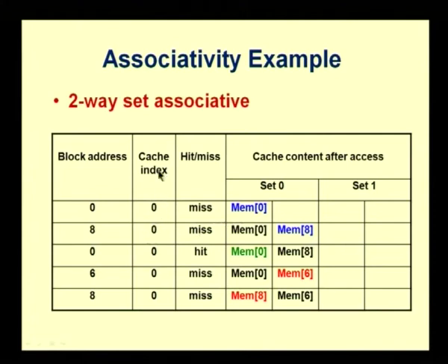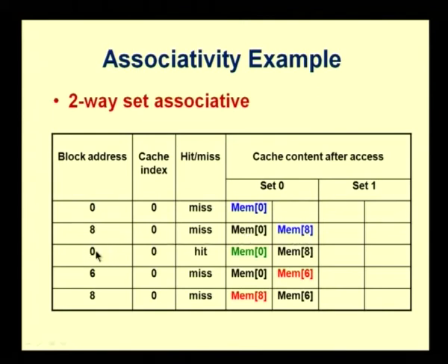Next, my block being addressed is 8. So, 8 mod 2 again gives index 0, it is a miss, but I have one more position here. So, I will put this block in this particular empty slot. So, in set 0, mem 0 and mem 8, both the slots are filled.